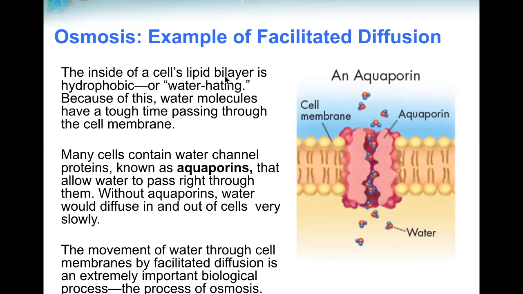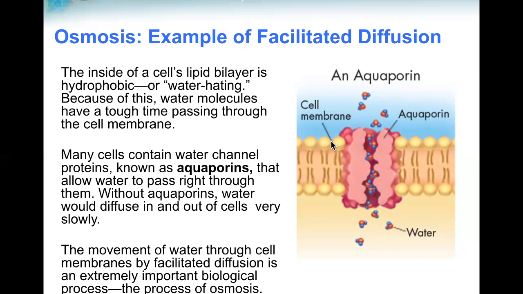The inside of a cell's lipid layer is hydrophobic, or water hating. Because of this, water molecules have a tough time passing through the cell membrane. Many cells contain water channels, proteins called aquaporins, that allow water to pass through them. Without aquaporins, water would diffuse in and out of cells very slowly. The movement of water through cell membranes by facilitated diffusion is an extremely important biological process, the process of osmosis.